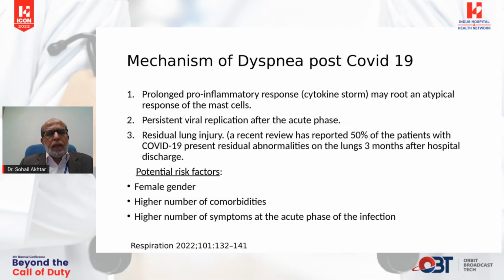Who gets dyspnea post acute COVID? Who are more likely? Female gender is more likely than males. Those who have a higher number of comorbidities at the start, with diabetes, hypertension, and whatnot, and those who had a higher number of symptoms at the acute phase of infection.